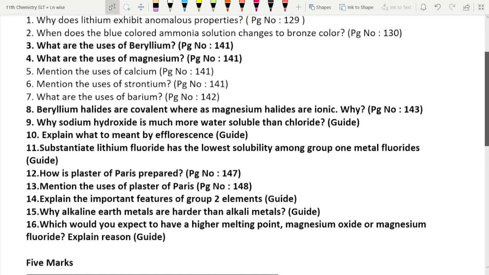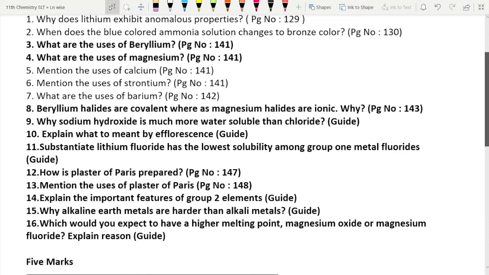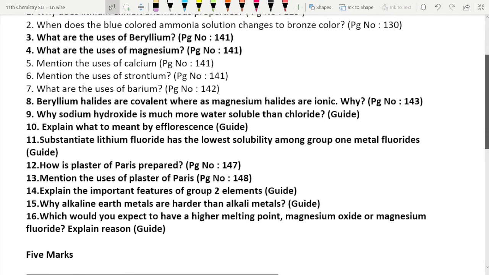How is plaster of Paris prepared? Very important question. Page number 147. Mention the use of plaster of Paris. Page number 148. Very important. Explain the important features of group 2 elements. Why are alkaline earth metals harder than alkali metals? Which would you expect to have a higher melting point, magnesium oxide or magnesium fluoride?